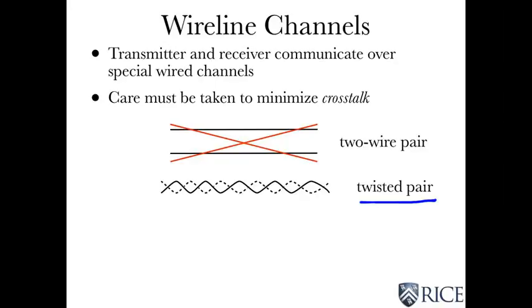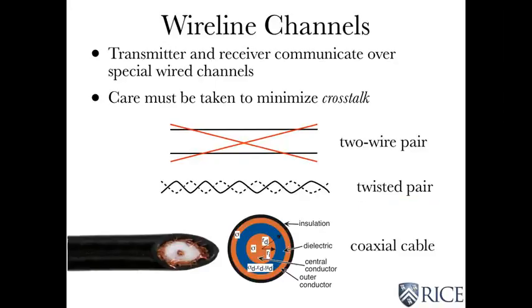An even better way of minimizing crosstalk is to use what's known as a coaxial cable. And here I show a photograph of a piece of coaxial cable. You might recognize this as the kind of TV cable that you use to connect to cable TV, but it's also used for cabling televisions together.